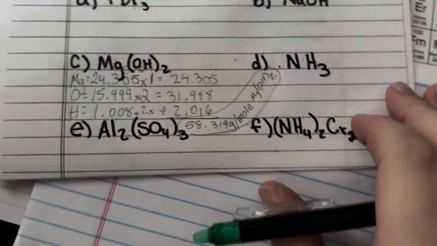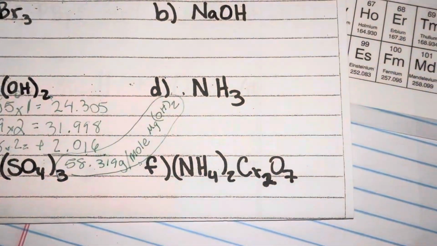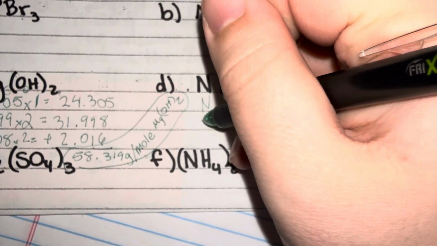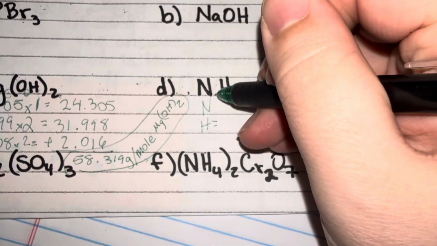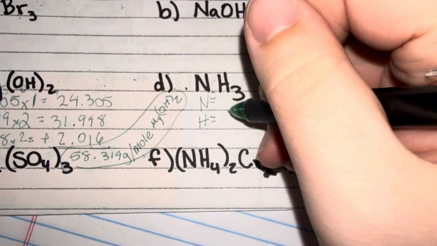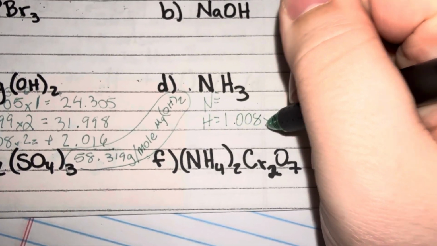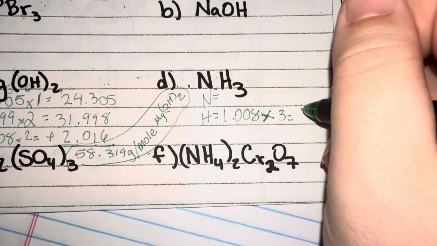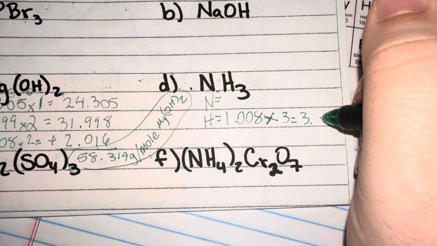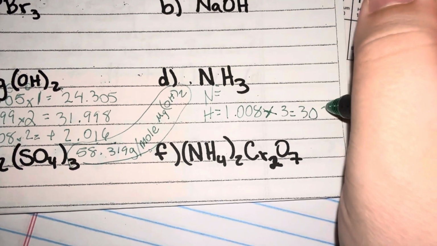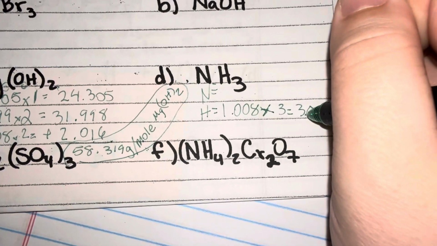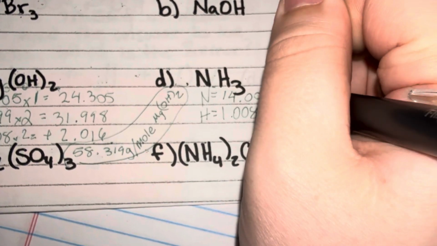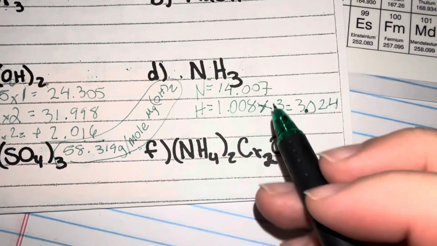Alrighty. And then let's try the ammonia. That's kind of bright. All right, so we're going to try the ammonia now. We know nitrogen, and we have to get hydrogen. We just said hydrogen on the periodic table is 1.008 times 3, equals 3.024. And the nitrogen is worth 14.007. It's 007, just like James Bond.